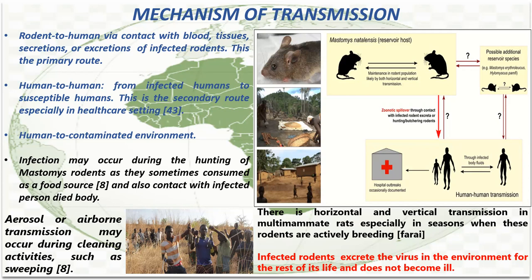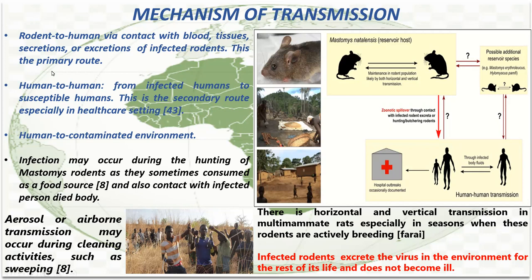So there is also human to contaminated environment. Contaminated environment will mean, for example, the dry food that we have, as this dry food is contaminated with the virus. In the process of taking care of this food, someone can get infected. Maybe touching the virus.